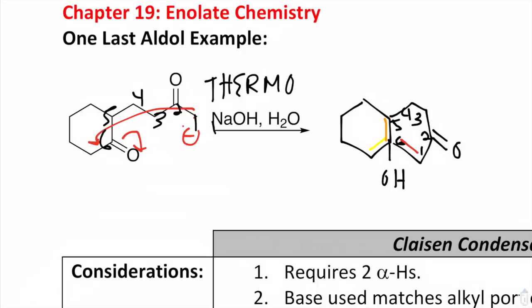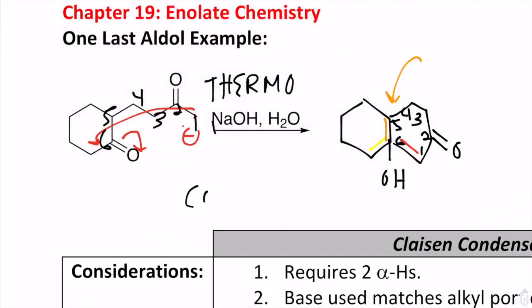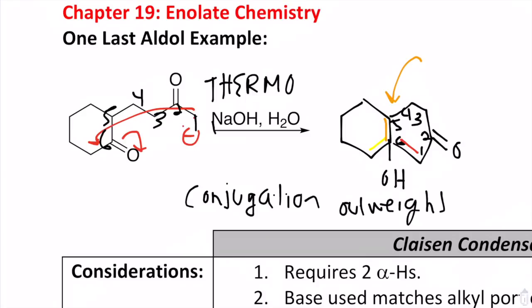So we think about alkene stability. Most of you probably would have thought to do the tetrasubstituted or the orange one, because that is the most stable alkene. However, we always want to dehydrate to where that alkene is in conjugation with the carbonyl, because in this situation, I'll write it out in words, conjugation outweighs alkene stability.